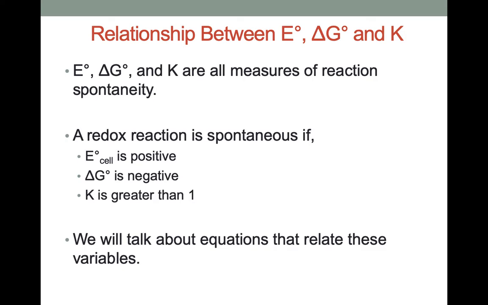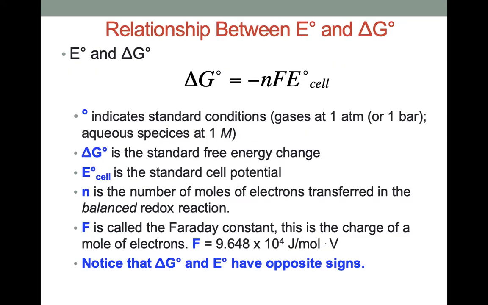So E naught, delta G naught, and K are all measures of whether a reaction is spontaneous or not. So if E naught is positive, delta G will be negative, and K will be greater than 1, then it will be spontaneous. All of those things correlate together, and if you look at the equations, I think you can figure out why. And so we're going to talk about the variables in a little bit.